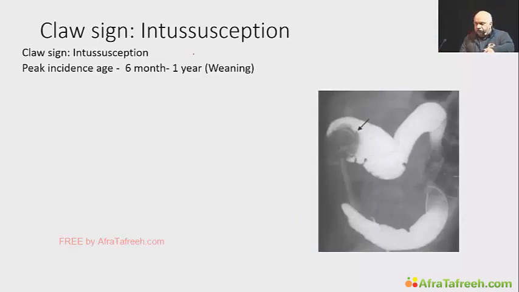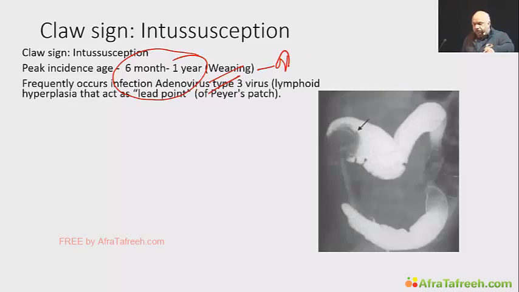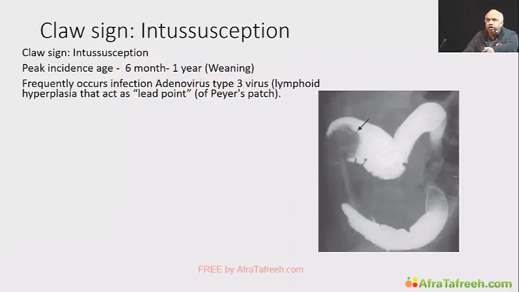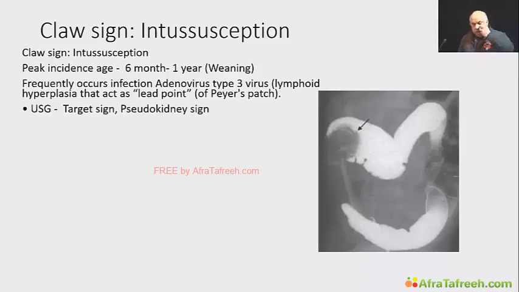And what are the features of intussusception? Normally seen from 6 months to 1 year due to weaning and enlargement of Peyer's patches. Peyer's patches hypertrophy are the most common lead point. Adenovirus type 3 is another very common cause of intussusception. Which vaccine can cause intussusception? Can you tell me? Last year NEET question? Very good. Rotavirus vaccine. Absolutely fine. It's good that you know. This was a question last year, rotavirus.